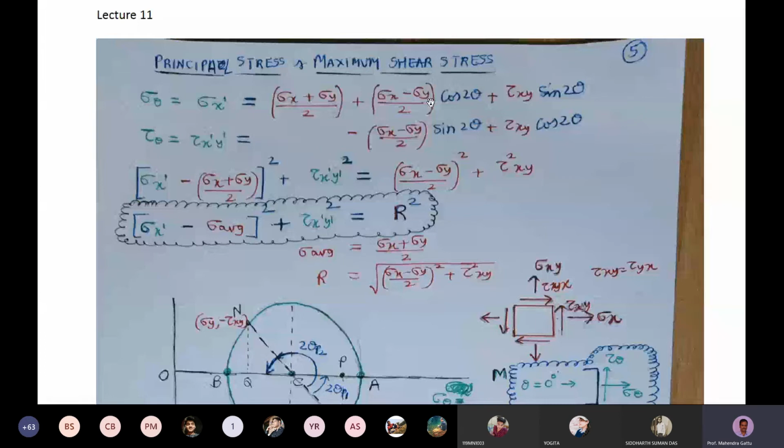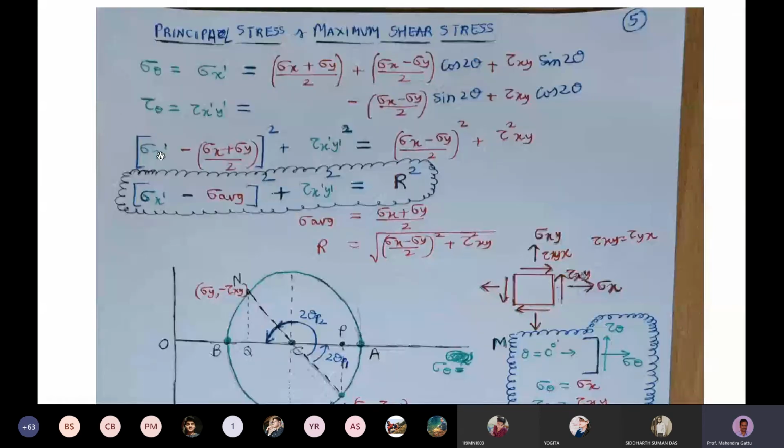So what can you gain from this equation? If you look carefully, I'm using sigma x prime interchangeably with sigma theta here, and tau x prime y prime interchangeably with tau theta. Please remember that. We are given sigma x, sigma y, tau xy, and the variables are sigma theta and tau theta.